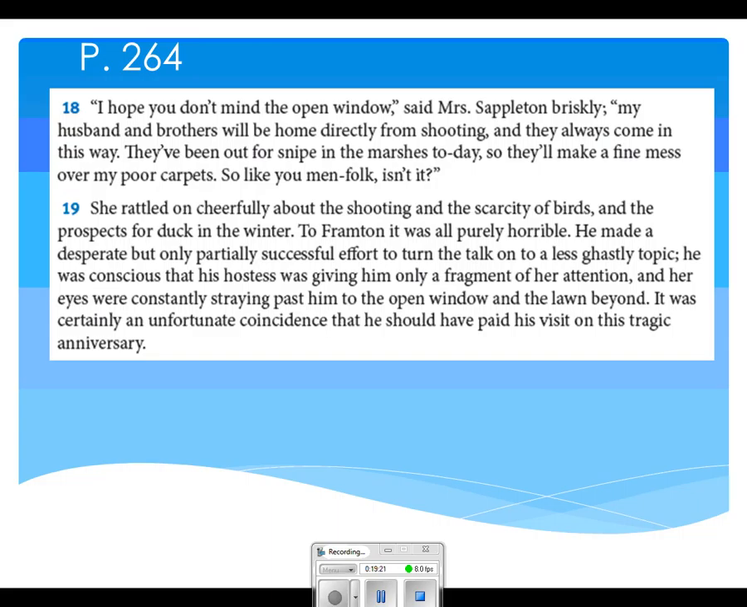She rattled on cheerfully about the shooting and the scarcity of birds and the prospects for duck in the winter. To Frampton, it was all purely horrible. He made a desperate but only partially successful effort to turn the talk onto a less ghastly topic. He was conscious that his hostess was giving him only a fragment of her attention, and her eyes were constantly straying past him to the open window and the lawn beyond. It was certainly an unfortunate coincidence that he should have paid his visit on this tragic anniversary.